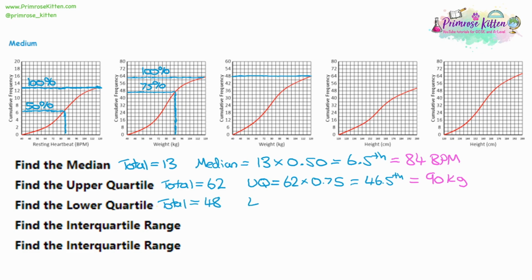So the total number of people is 48. So to find the lower quartile, if the median is halfway, 50% of the way through, the upper quartile is 75% of the way through. The lower quartile is 25% of the way through. So we're going to multiply 48 by 0.25. Again, if you're good at your fractions, you could find half and halve it again. So you could divide by 2 and divide by 2. Or you could think, well, it's a quarter, we divide by 4. This is going to get us to the 12th person. The 12th person is going to represent the lower quartile.